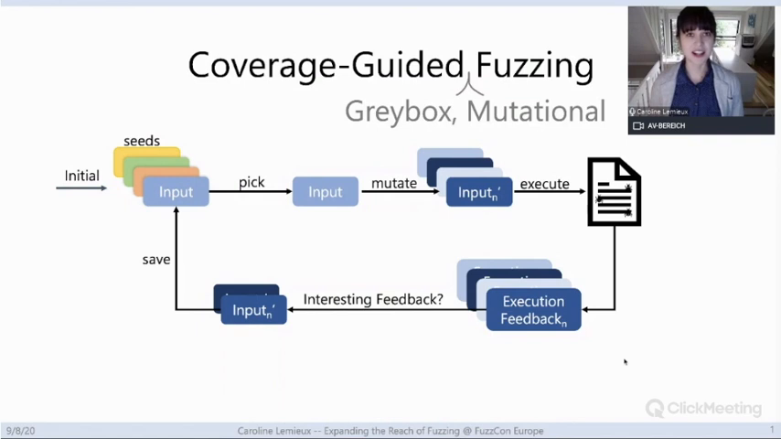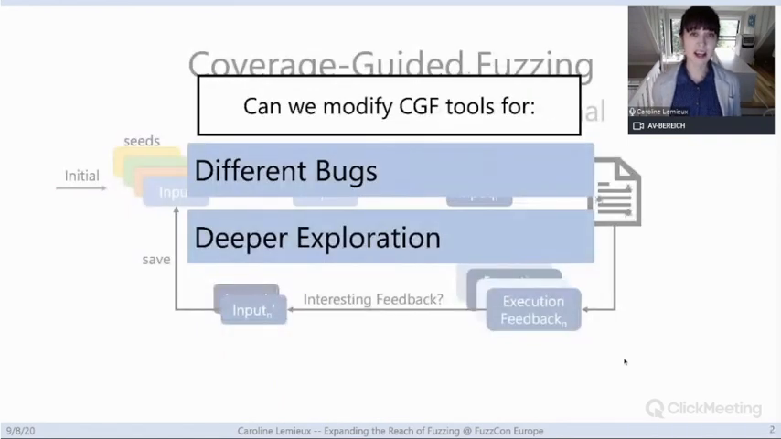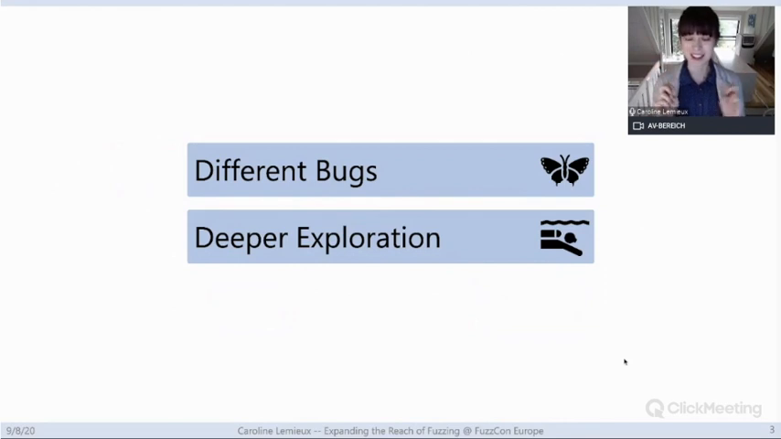And this talk actually dovetails nicely into Kostya's talk, because today I'm going to talk to you about a bunch of projects where we tried to figure out whether we could modify this CGF loop in a strategic way in order to achieve goals of finding different bugs in programs and of this mysterious concept of quote-unquote deeper exploration, which I'll define exactly what I mean by that.